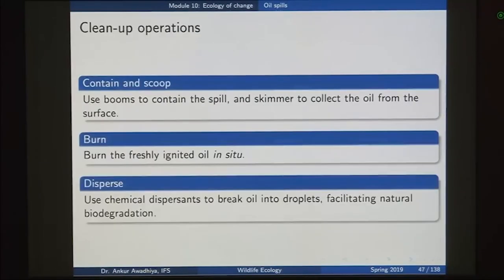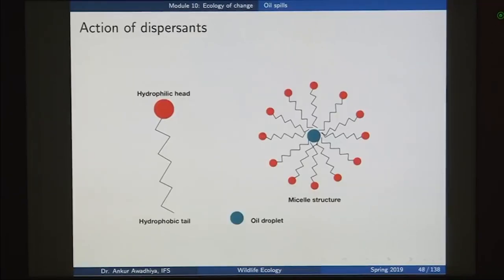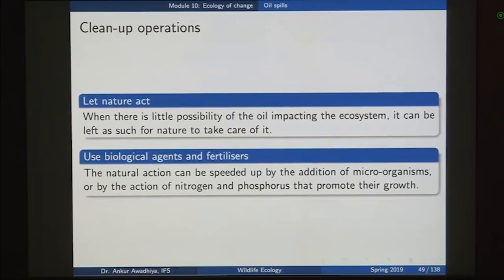So, you are trying to reduce the amount of oil and you are also trying to help the ecosystem come back to its normalcy. Cleaning operations include contain and scoop operations in which the oil is physically removed, or you can burn the oil, or you can disperse the oil using detergents, or you can just let nature act because you already have so many natural processes, photo oxidation, dispersion and so on, that will reduce the amount of oil that is present in the ecosystem. Or you can make use of biological agents and fertilizers, in which case you try to increase the microbial community that is there so that it kills off the oil.